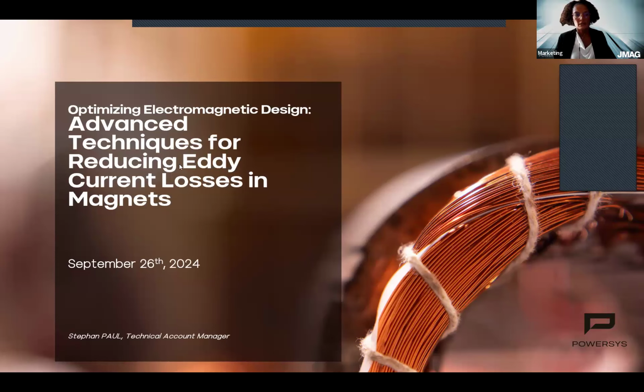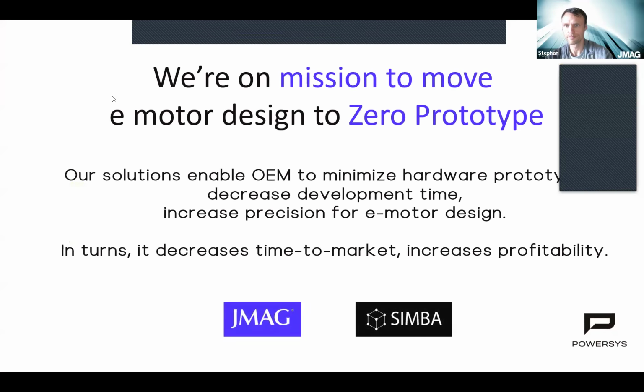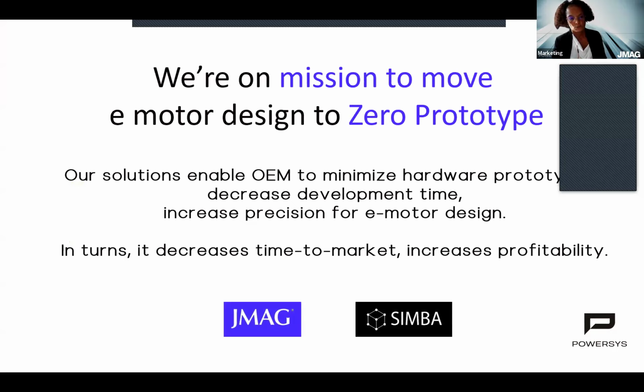First, let me start with a quick introduction of PowerSys for the people who join and who don't know PowerSys. At PowerSys, we have been experts in electrification since 2002. Our mission is to move e-motor design to zero prototype. Our solutions enable OEMs to minimize hardware prototyping, decrease development time, and increase precision for e-motor design. As a consequence, our clients are able to decrease their time to market and to increase their profitability.